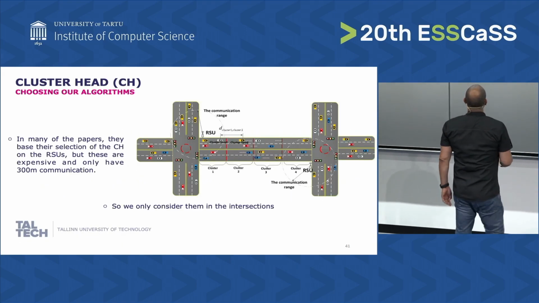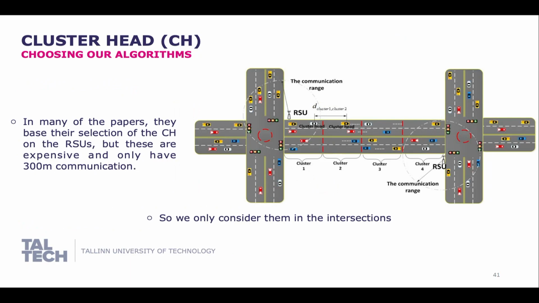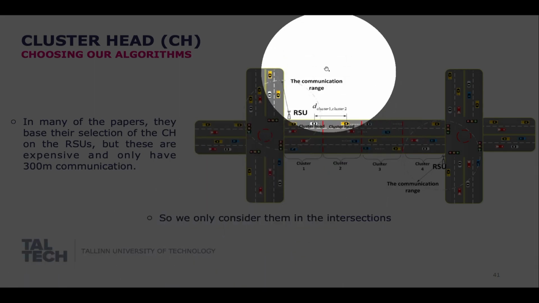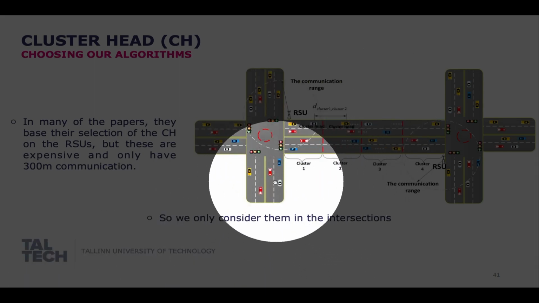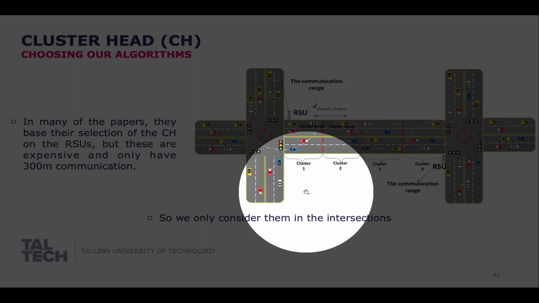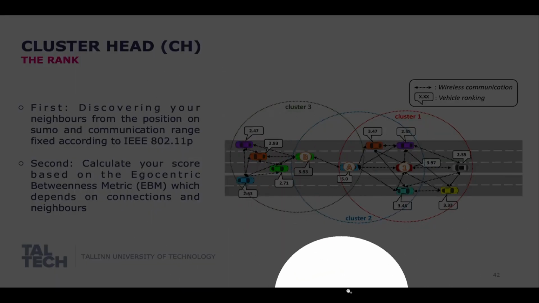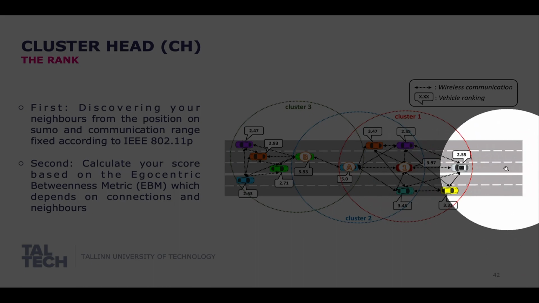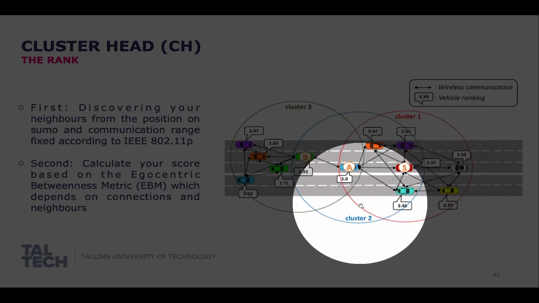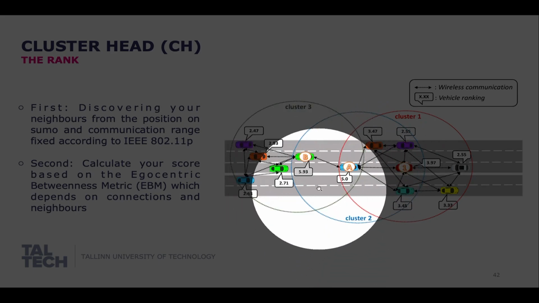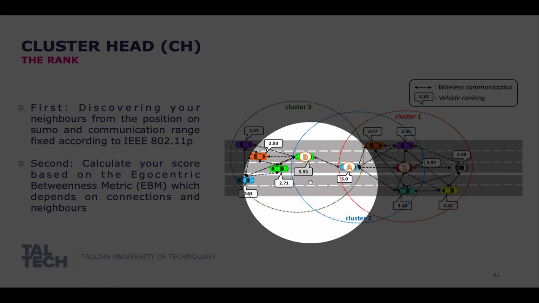So this is what we have done. Here we have 3 clusters, and we were able to compute for each car its own score. How does it work? For example, we have cluster 1 here. As I told you, each vehicle will be able to compute its score. And for example, this one in cluster 3, 593 will be the cluster head.